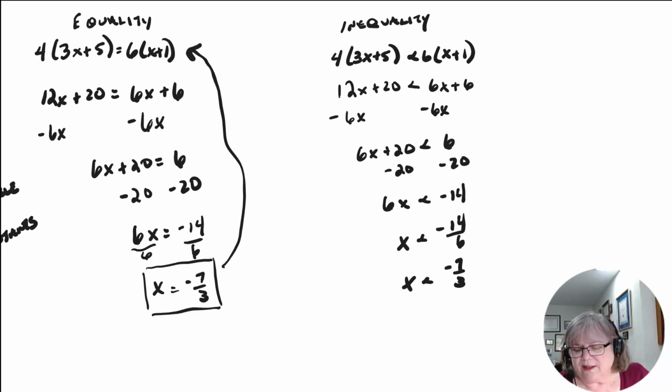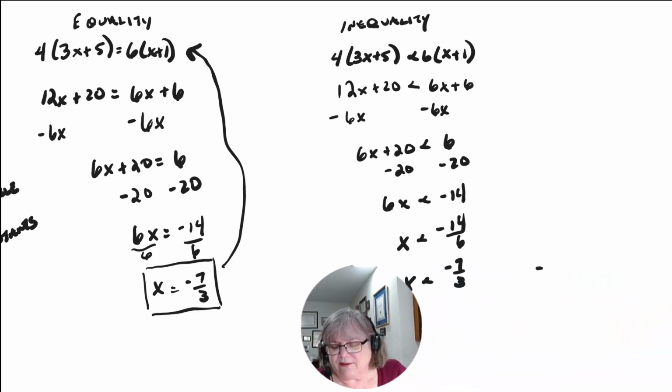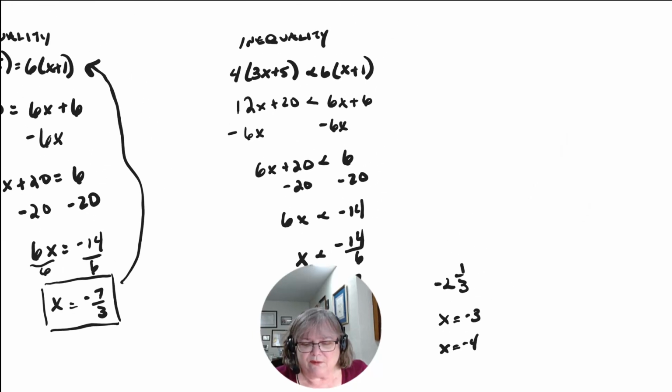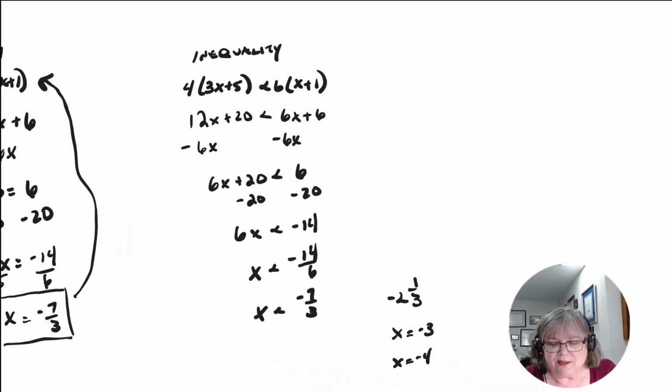So let's see. Negative 7/3 is negative 2 1/3, right? 3 goes into 7 twice with 1 left over. So any number less than that should work, all right? Well, that could mean that x being minus 3 would work. X being minus 4 might work. X is minus 3.5, minus 4 7/8, minus 1,000. All of these would give you a true statement. Just to show you, we're going to look at a couple.